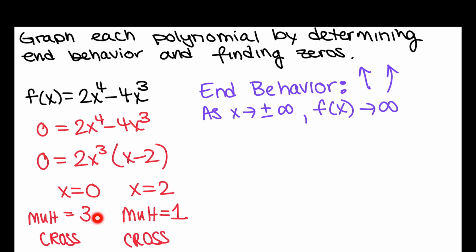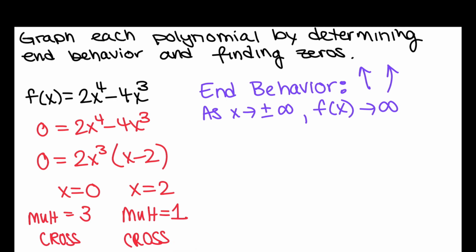x equals 0 has a multiplicity of 3 because it came from an x to the third. An odd multiplicity means the graph will cross the axes. x equals 2 has a multiplicity of 1. That's another odd multiplicity. The graph will cross the axes.